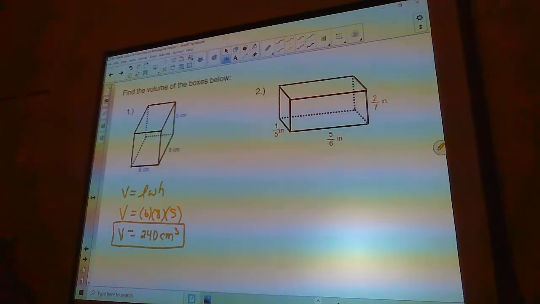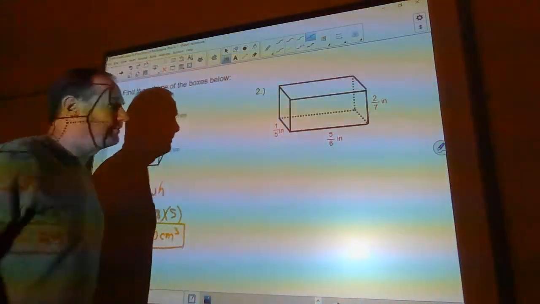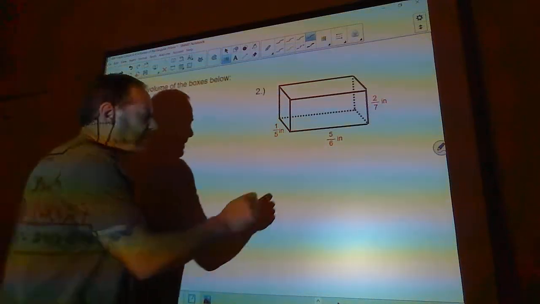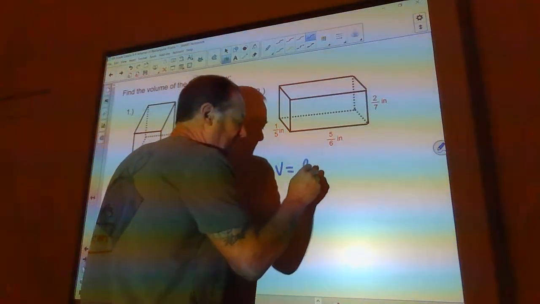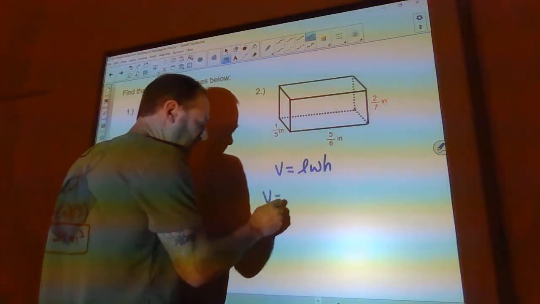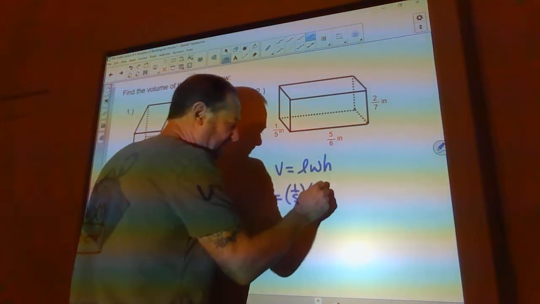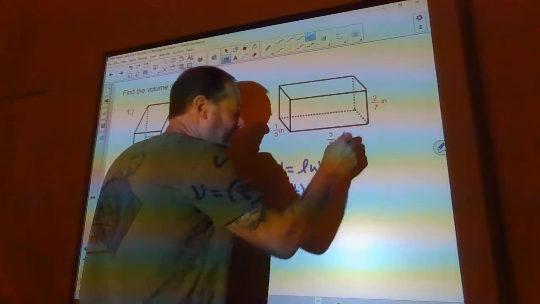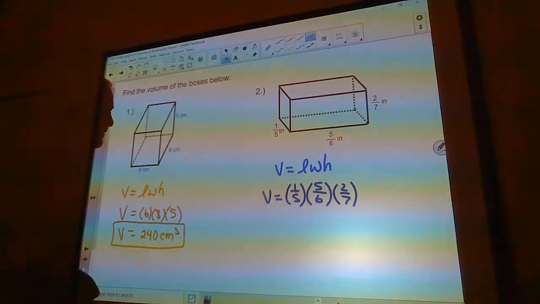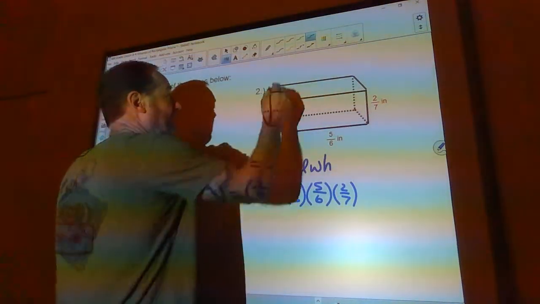Okay, so that one's easy. Now this one is a little bit tougher because you got all these fractions, okay? But it's not that hard. So volume, again, is length times width times height. Always write the formula down. So the volume is going to be 1/5 times 5/6 times 2/7. Okay, so now I just got to multiply these together.